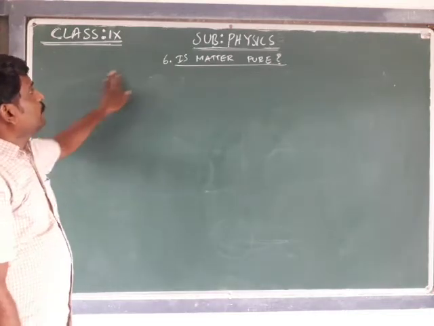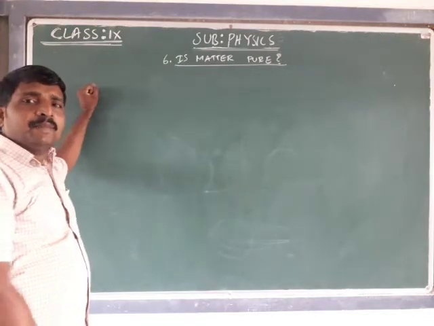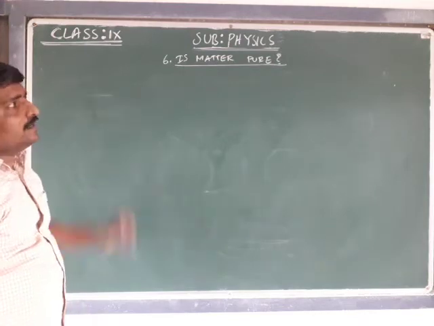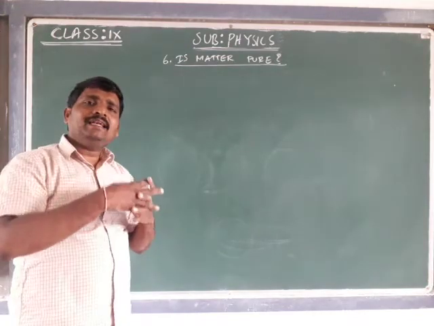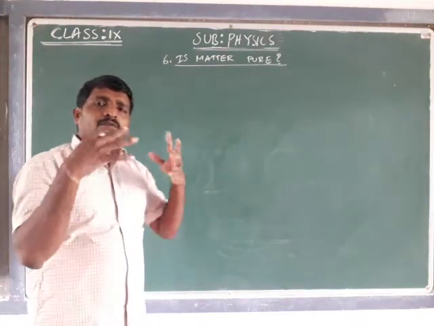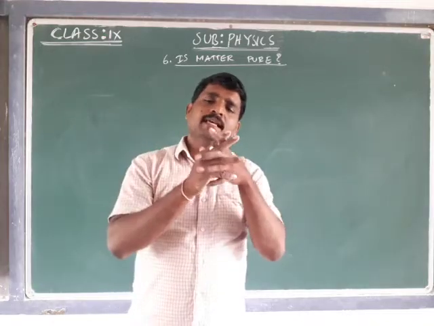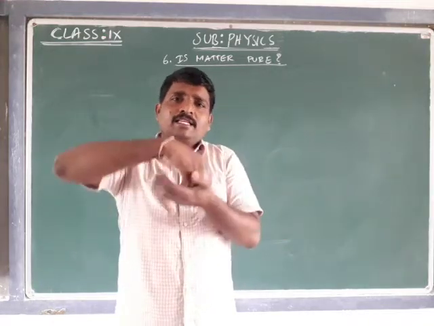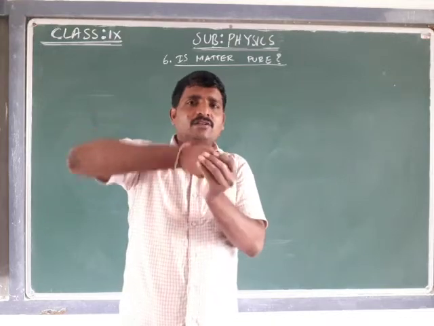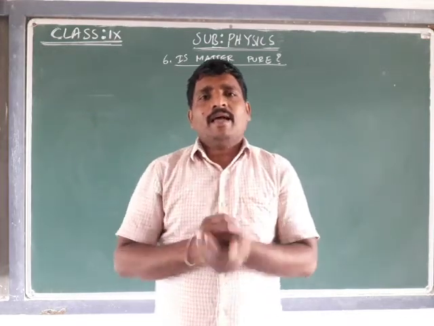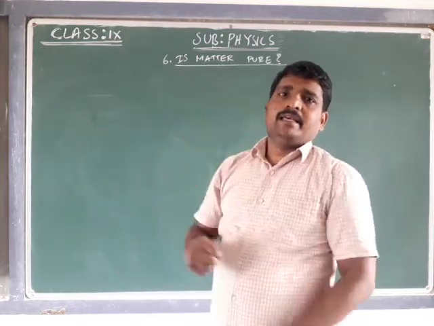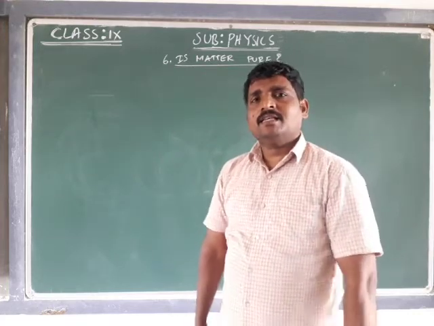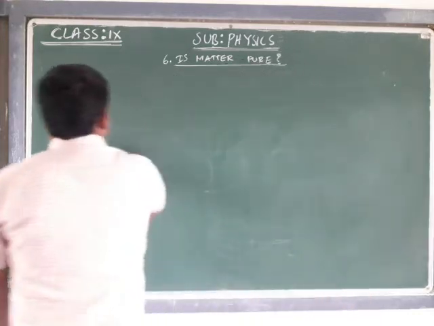Now if two liquids are miscible, completely dissolved, if I mix them and they are completely dissolved, one liquid dissolving in another, and they do not form two layers, that type of liquids we call miscible liquids.